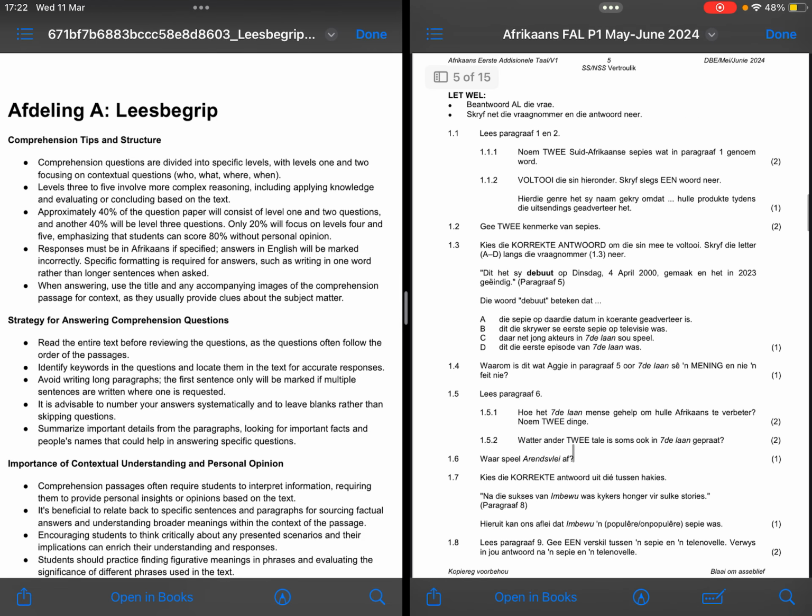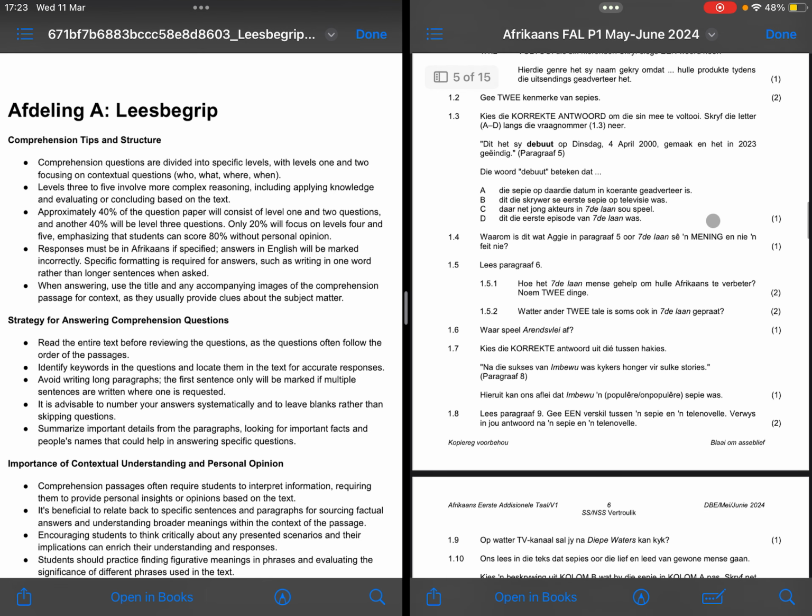Another thing we can do is look for keywords. So we know the questions of a comprehension give you many, many clues. And you need to know that in every comprehension, no matter what, they're trying to get you to say the right answer. So here, they're giving you the first clue. The answer is in paragraph 1 and paragraph 2. Then they're giving you another clue. They're saying, noem twee. Name two things, Suid-Afrikaanse sepies, wat in paragraaf 1 genoem word. So there they're giving you two clues. One that your answer lies in paragraph 1, another that you have to name two things.